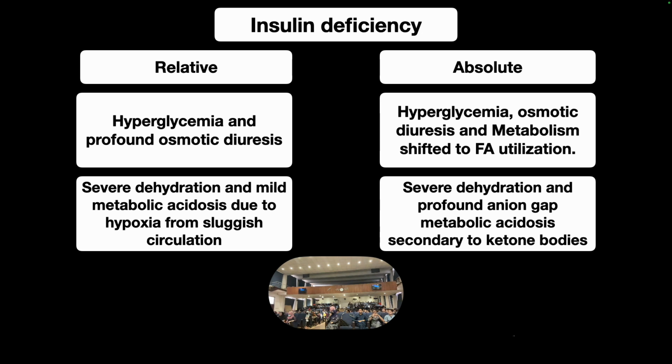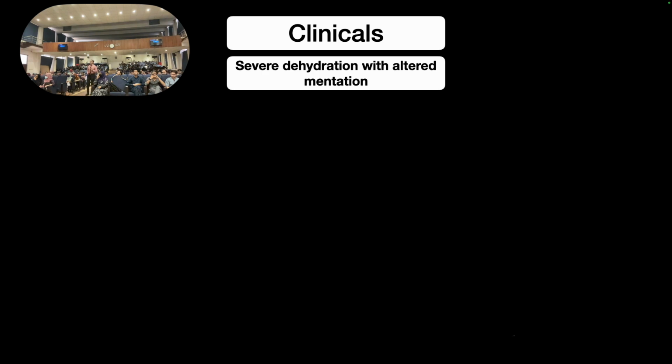What happens when you have got metabolic acidosis? Respiration is stimulated as a compensatory mechanism to blow off carbon dioxide to maintain pH neutrality. So there will be hyperventilation. Now the clinicals: there is severe dehydration with altered mentation.